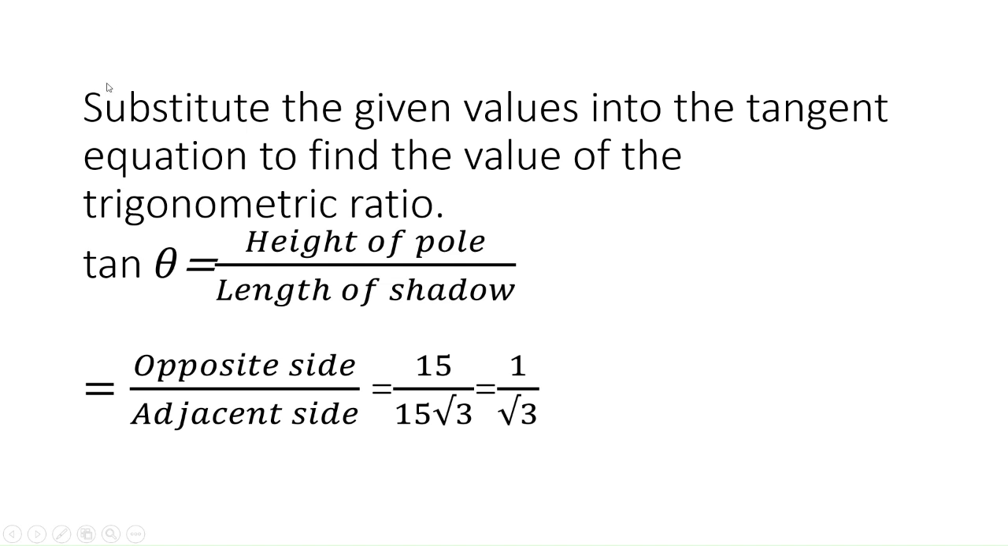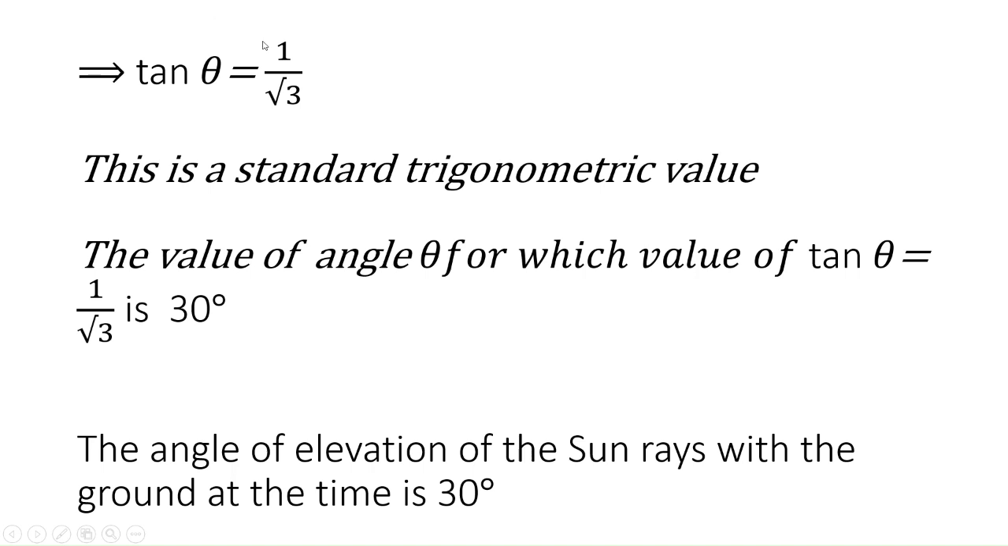So here we are substituting the given values into the tangent equation. So tan theta is equal to opposite side by adjacent side. Opposite side is nothing but the height of the pole, and adjacent side is nothing but the length of the shadow. Then tan theta is equal to, substituting the values, height of the pole is 15 meters and length of the shadow is 15 root 3. So when we substitute, 15 and 15 get cancelled. Finally, 1 by root 3 is remaining. So tan theta is equal to 1 by root 3.